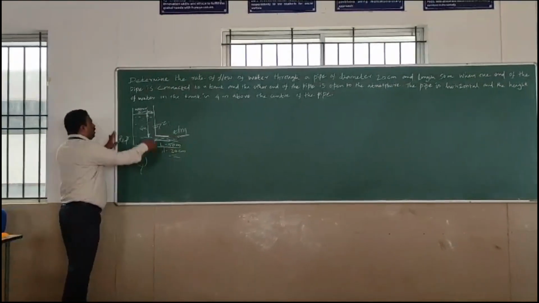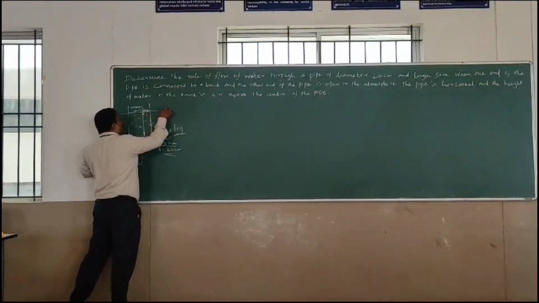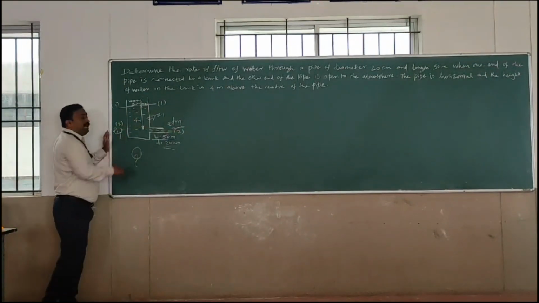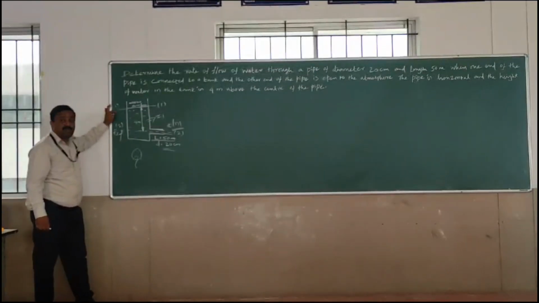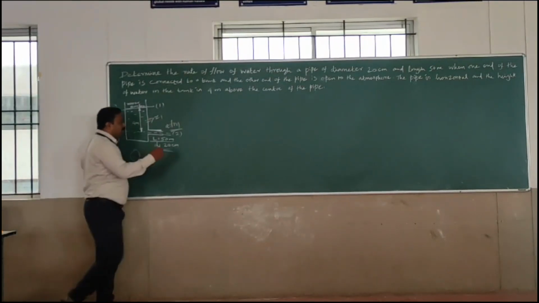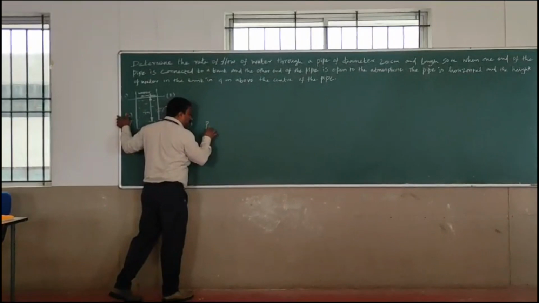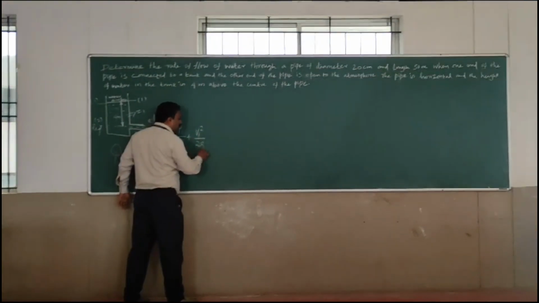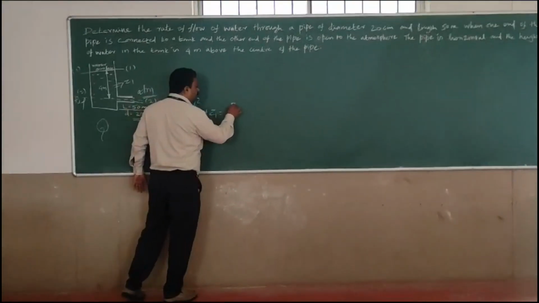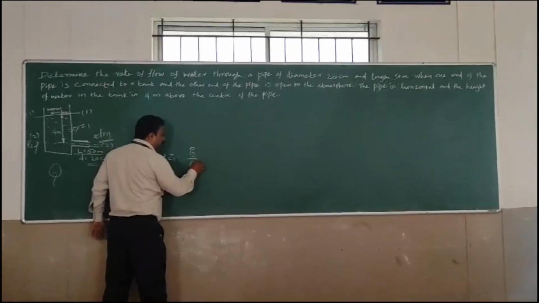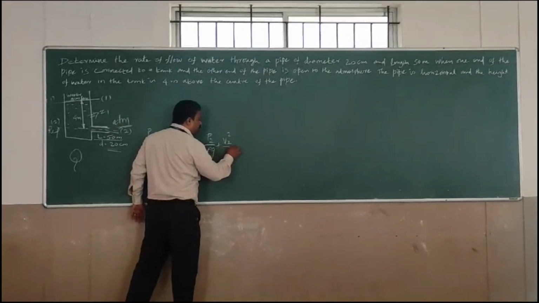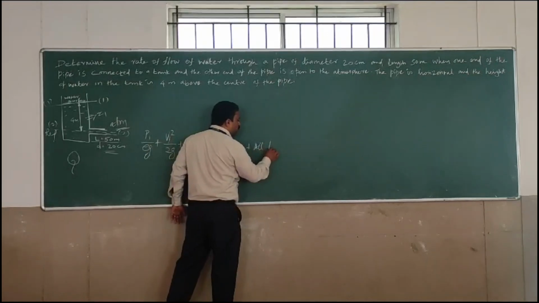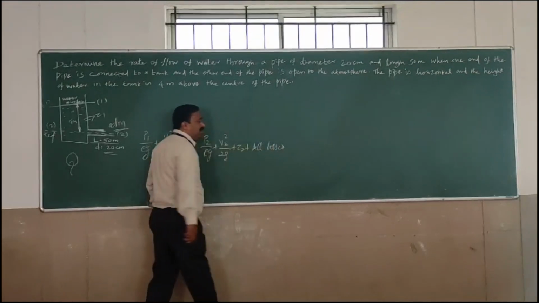Now see here, this is section 1-1 and here section 2-2. Now I am applying Bernoulli's equation to section 1-1 as well as section 2-2. So what is Bernoulli's equation? You know that it is p1 by rho g plus v1 squared by 2g plus z1 equal to p2 by rho g plus v2 squared by 2g plus z2 plus all losses. It includes both major losses and minor losses.